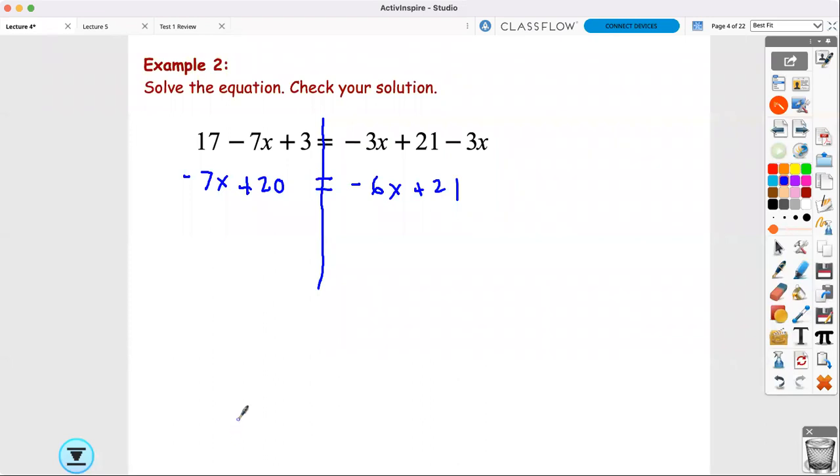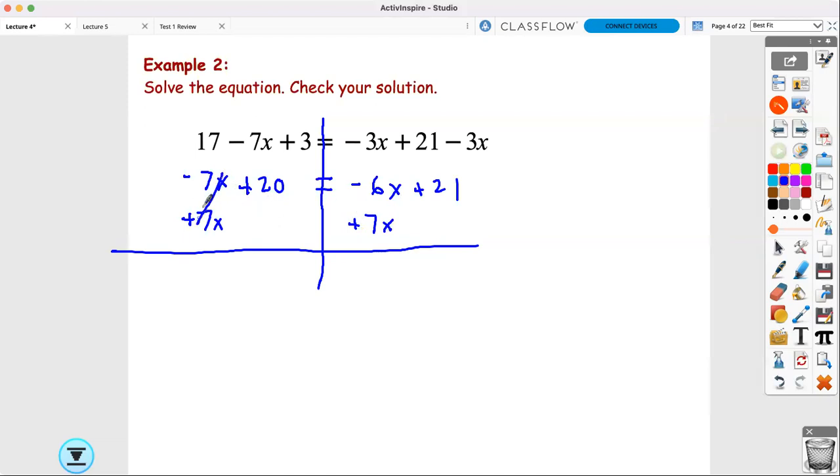Now, the goal is to get x's on one side, numbers on the other side. On the last example, guys, I moved the x to the left side. I'm gonna go ahead and move the x to the right side here to show you. So the opposite of negative 7x is gonna be plus 7x. What we do to one side, we're gonna do to the other. So I'm showing you here that we can move x to the right side if it's easier.